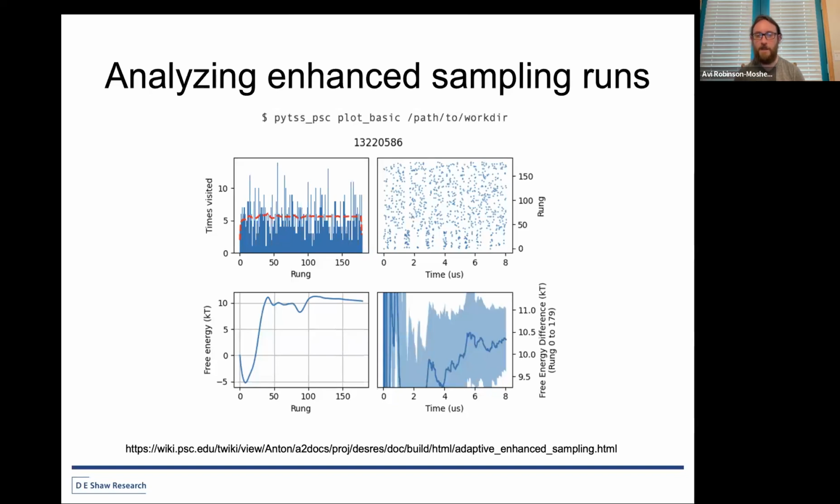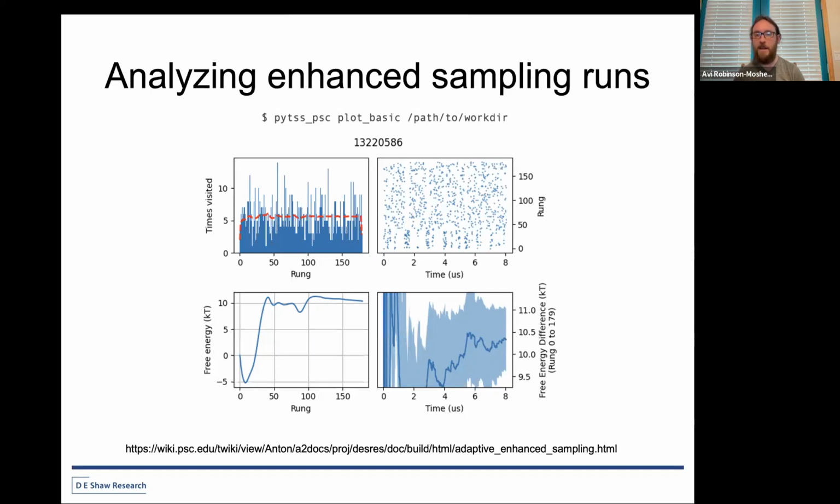In the bottom left is a plot of free energy with respect to rung, which is often the output that you're interested in. You can observe this in this plot. You can also use PyTSS to get it out as a data object that you can manipulate and do further analysis on.